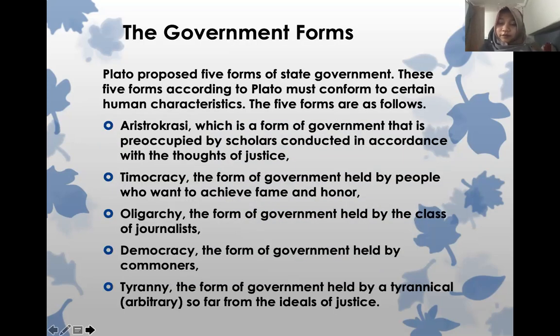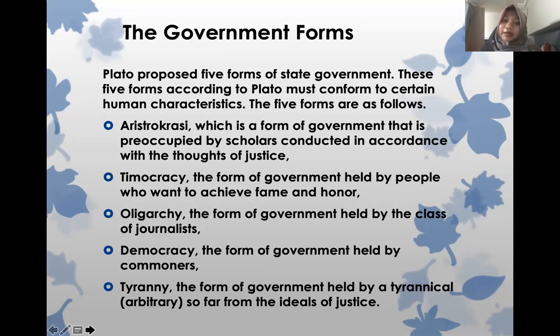So here is the government form. Plato proposed 5 forms of state government, and these 5 forms, according to Plato, must conform to certain human characteristics. The first is aristocracy, the form of government occupied by scholars and conducted in accordance with the thought of justice. Second is timocracy, the form of government held by people who want to achieve fame and honor.